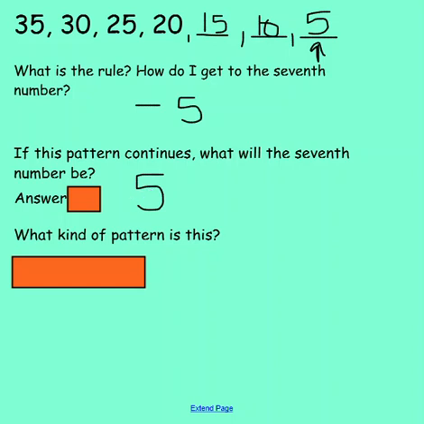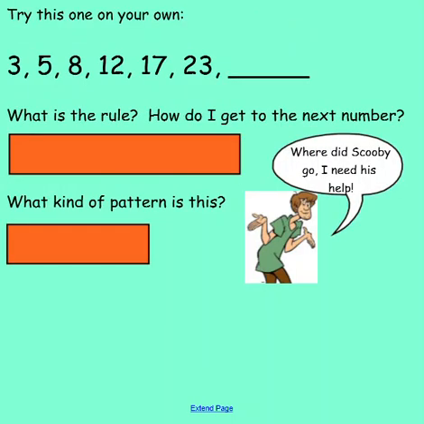If I go too fast, stop the tape, fill in the notes. Okay, here's one to try. What am I doing each time? How am I getting to the next number? Turn off the video, play with it, and then fill in what you think the rule is, how you get to the next number, and what kind of pattern it is.